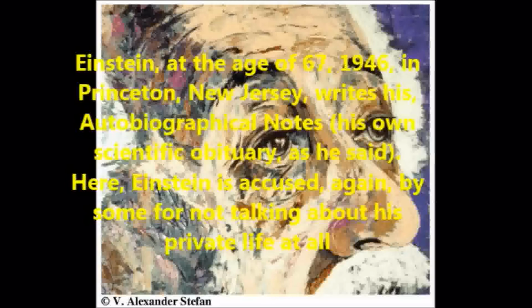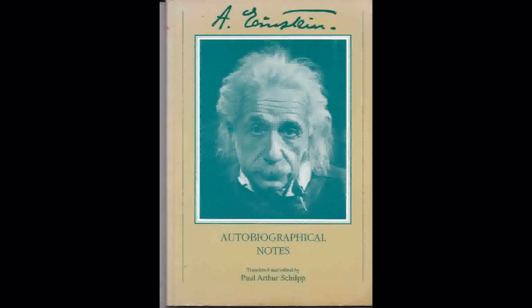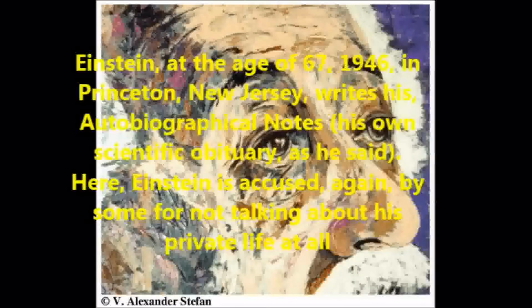Einstein, at the age of 67, 1946, in Princeton, New Jersey, writes his autobiographical notes, his own scientific obituary, as he said. Here, Einstein is accused, again, by some for not talking about his private life at all.